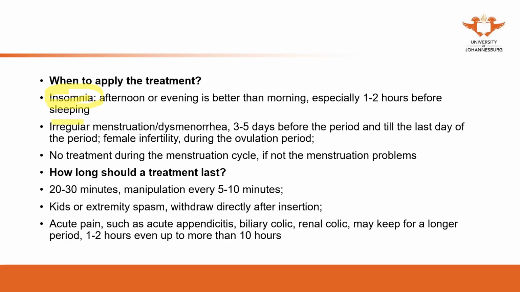Irregular menstruation, 3 to 5 days before the period, till the last day of the period. Infertility, you can do the acupuncture during ovulation. You also can do the acupuncture during the cycle. So it depends on the specific condition. We're going to discuss this in more detail when we study infertility.